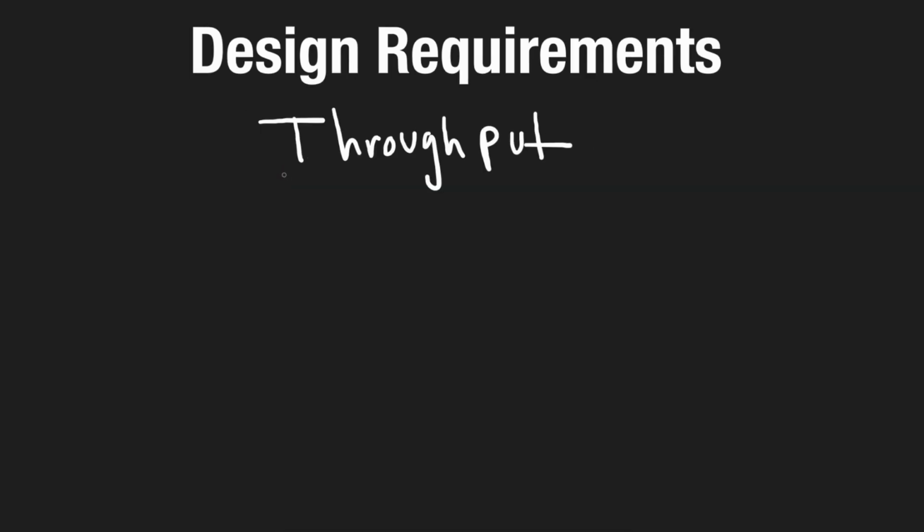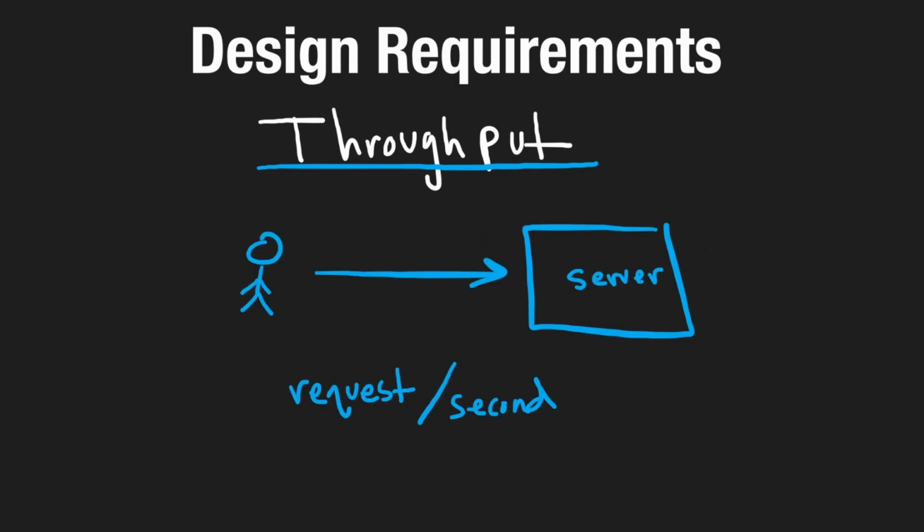Another really important measurement of a system is the throughput. Throughput in general means the amount of operations or data we can handle over some period of time. So in the context of communicating with a server, for example, a client or a user is making a request to a server and then getting some response back, we would measure the throughput of this in terms of requests per second. How many requests can our server handle per second?